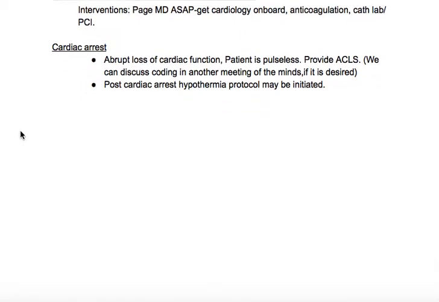Interventions, we've got to get the doctors down there ASAP. That's the most important thing because time is cardiac tissue, especially with a STEMI. And if that tissue is infarcting, we're not going to get it back. So the quicker we can intervene, the better off the patient will be. Cardiology should absolutely be on board for patients who've had STEMIs, anticoagulation, obviously, and then cath lab or percutaneous intervention.